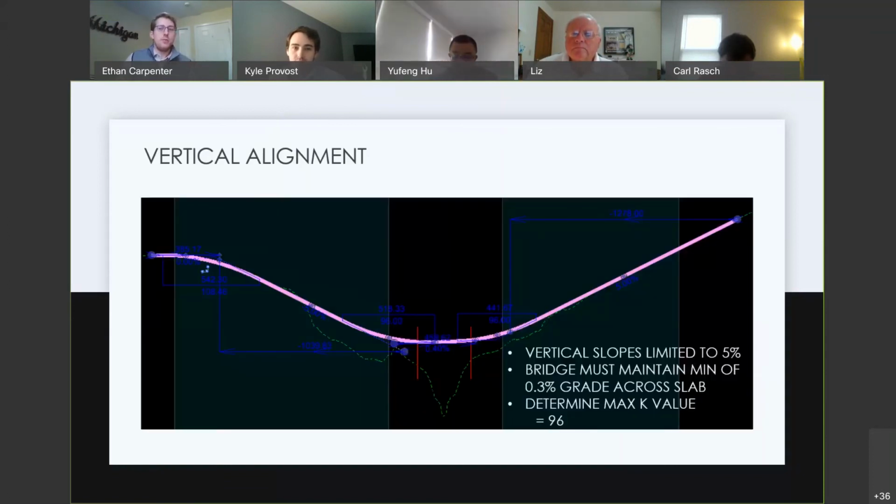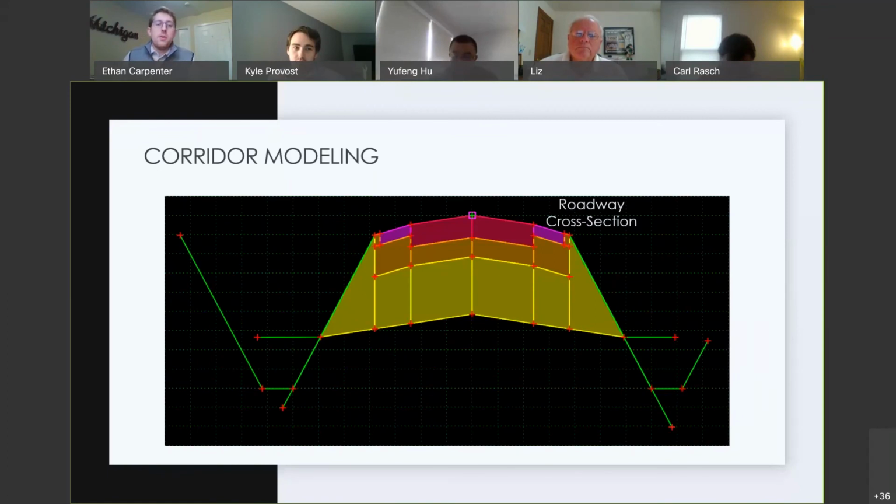The corridor was developed within MicroStation using template drops created in Bentley's GeoPack application.